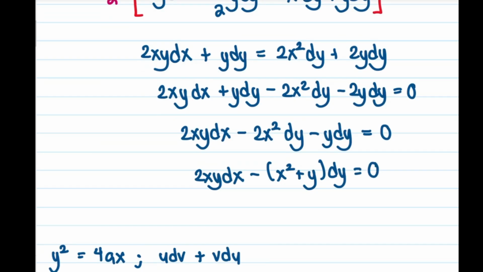Wait, I forgot something here. Okay, let me rewrite. So this one will be 2x squared minus y dy equal to 0. So this one will be your final answer.